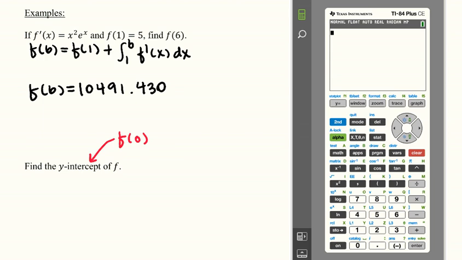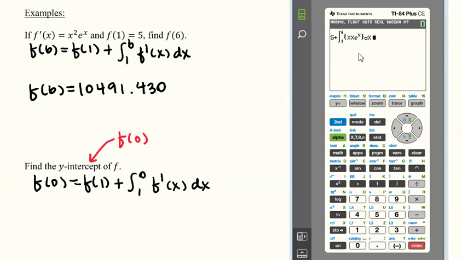And over here, I'm going to say that f of 0 equals f of 1 plus the integral from 1 to 0 of f prime of x dx. And so I'm going to go over here, and maybe you already know about this, but if you press second enter, it's just going to call back the same thing that you just did. I'm going to do that because it's still going to be the same, except it's going to be the integral from 1 to 0 of x squared e to the x. Press enter and we get 4.282.